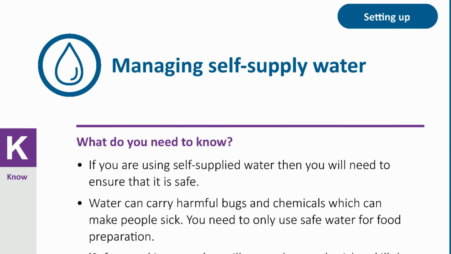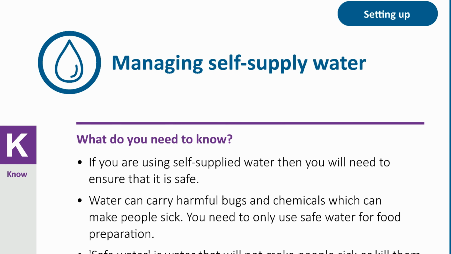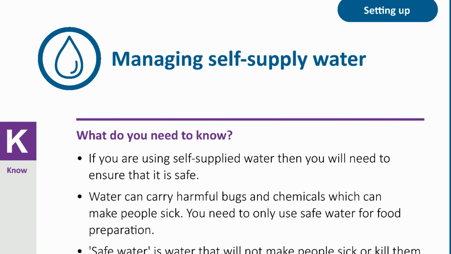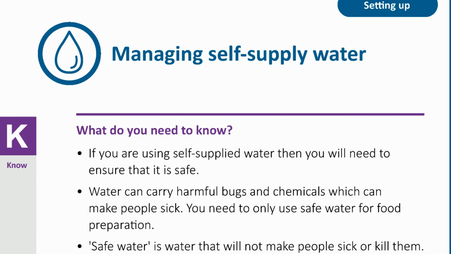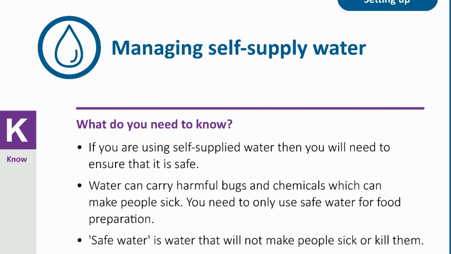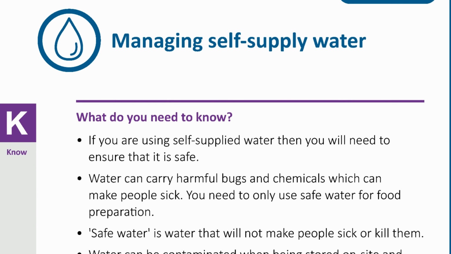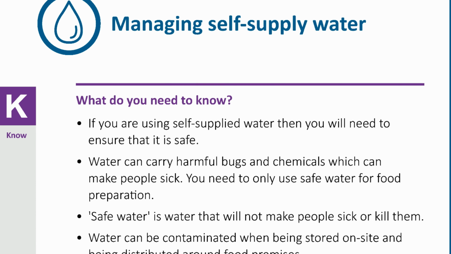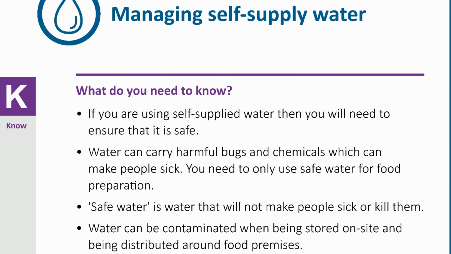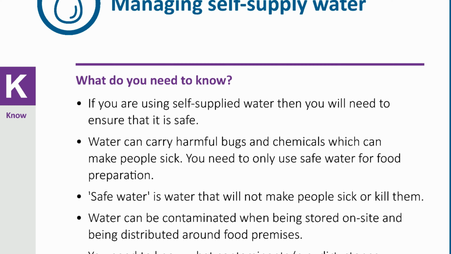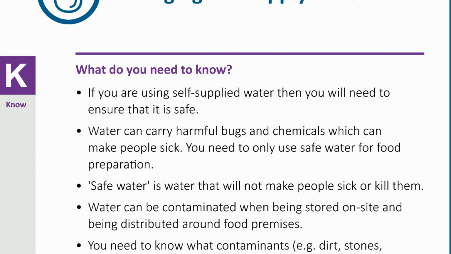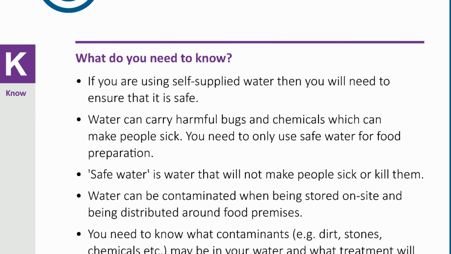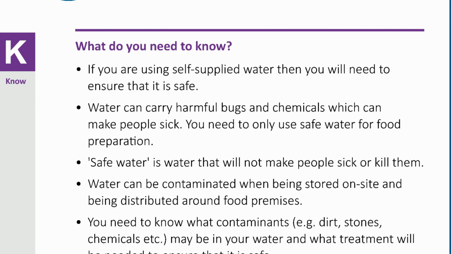What do you need to know? If you are using self-supplied water, then you will need to ensure that it is safe. Water can carry harmful bugs and chemicals which can make people sick. You need to only use safe water for food preparation. Safe water is water that will not make people sick or kill them. Water can be contaminated when being stored on site and being distributed around food premises.